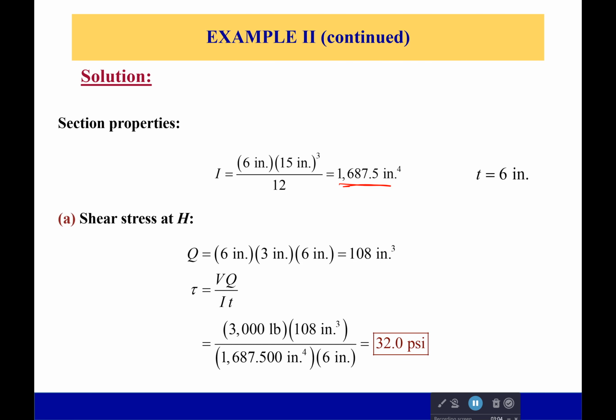So with this, I can find the shear stress at H. That's not too hard. We showed how we got Q. Moment of inertia was already calculated, and we know what the thickness is, which is simply 6 inches.